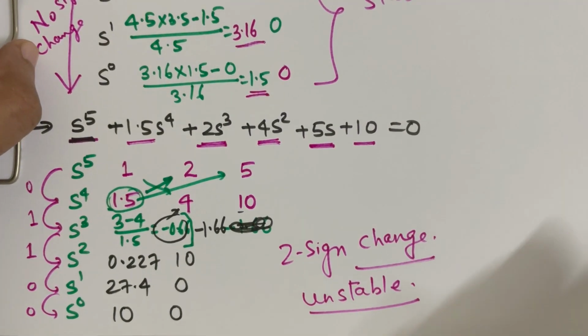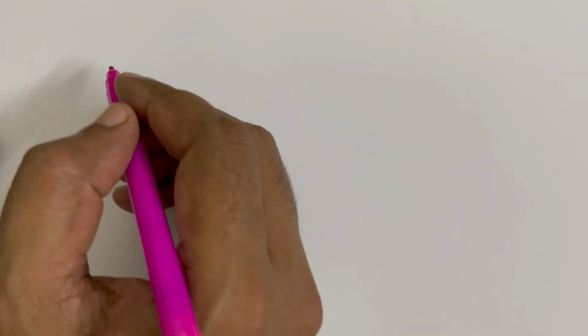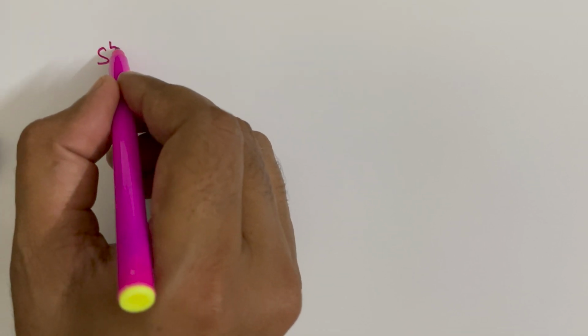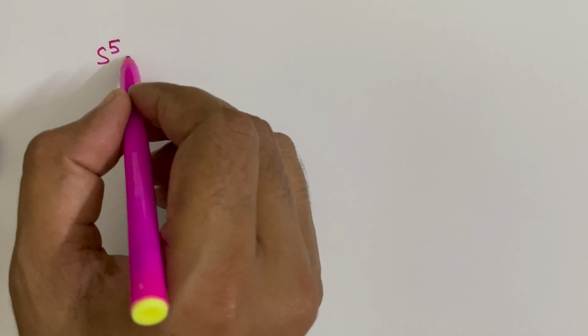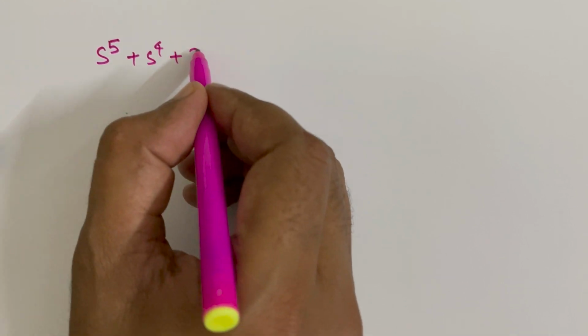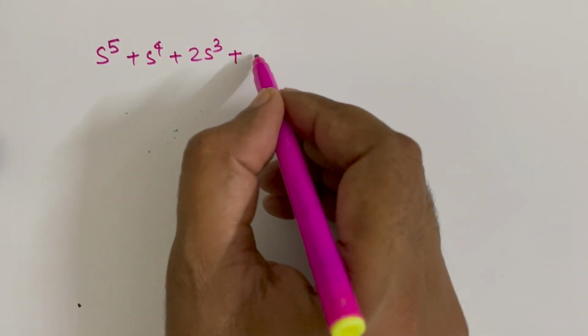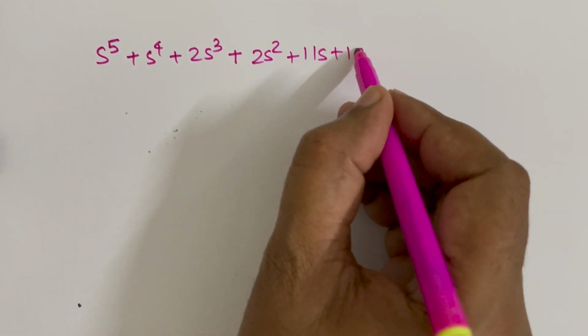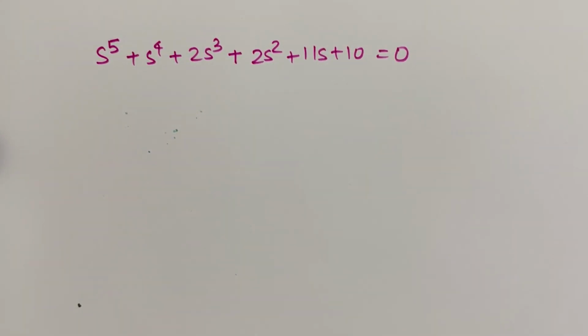So we'll take a few special cases in our next example. This example contains a special case which is very important. Let's write that. It is the characteristic equation; directly I am writing S^5 + S^4 + 2 S^3 + 2 S^2 + 11 S + 10 = 0.